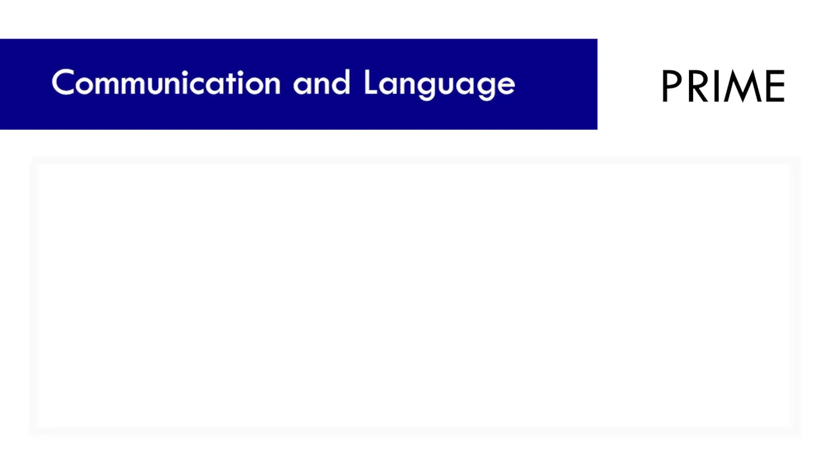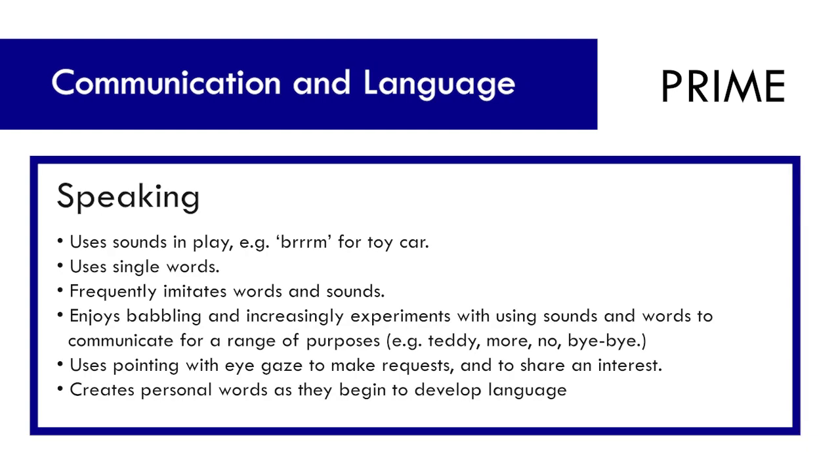Communication and language, speaking. Uses sounds in play, for example, broom for a toy car. Uses single words. Frequently imitates words and sounds. Enjoys babbling and increasingly experiments with using sounds and words to communicate for a range of purposes. For example, teddy, more, no, bye-bye. Uses pointing with eye gaze to make requests and to share an interest. Creates personal words as they begin to develop language.